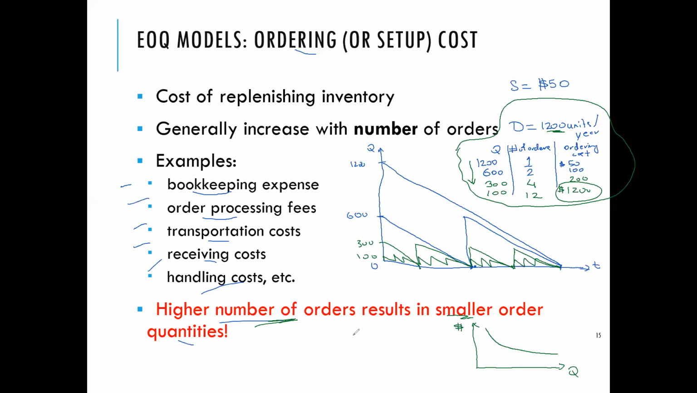And again, if you go back to your high school days, a directly proportional relationship is this, and an inversely proportional relationship is this. So this is an inversely proportional relationship. This relationship is something that I just showed you, which was for the holding cost.